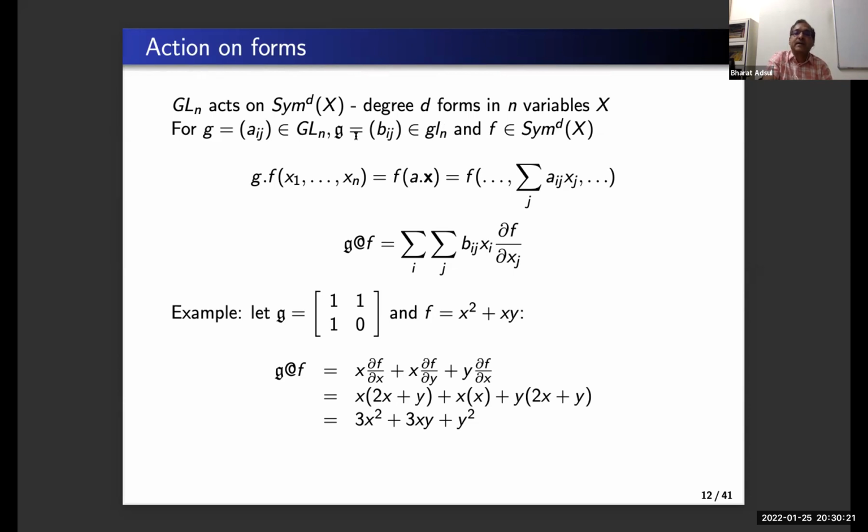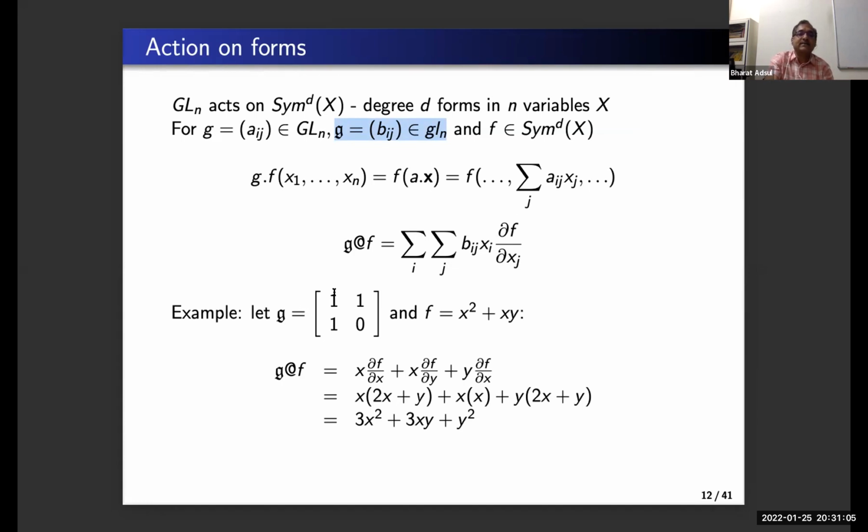So let's see what the induced Lie algebra action is in this case. I need to pick a Lie algebra element, which I have called the matrix B_ij. This is just an arbitrary n by n matrix. The way this Lie algebra element acts on F, so that G acting on F is going to push it in this direction, is that you do this computation: you differentiate F with respect to xj, multiply by xi, and then multiply by the coefficient B_ij, and take the sum over i and j.